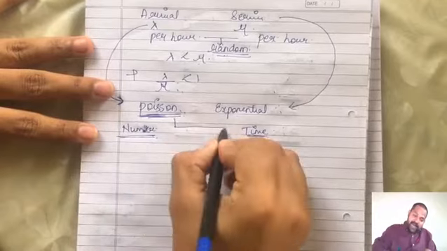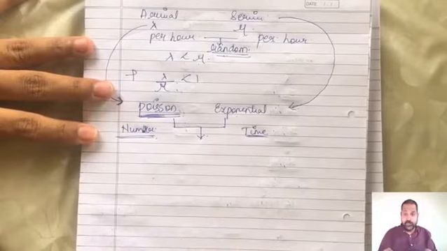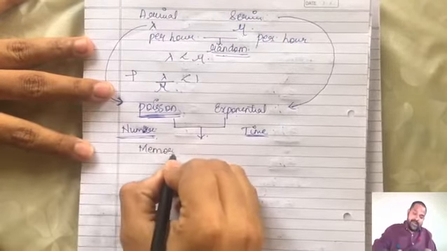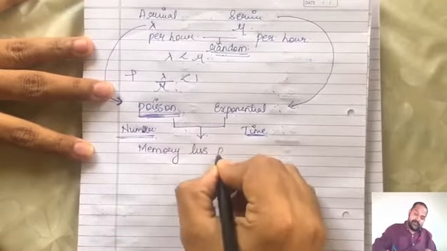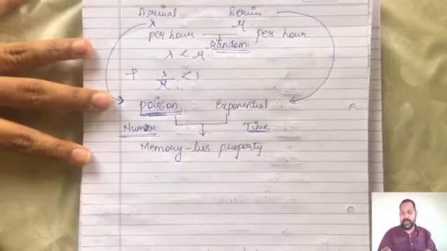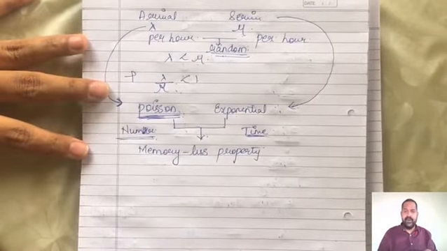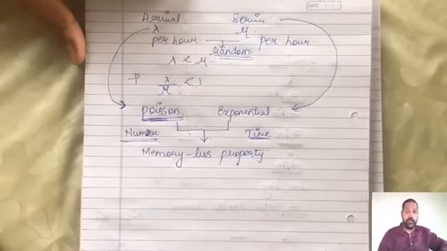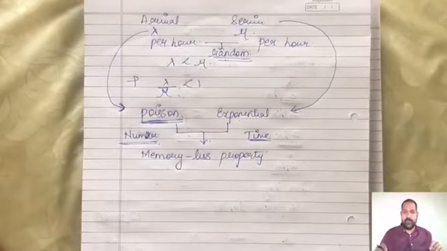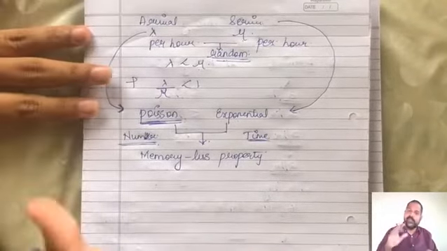Both arrival as well as service, whether Poisson or exponentially distributed, we say they follow something called the memory-less property. Now, memory-less property is a very core statistical concept, and I don't want to give you the statistical definitions of it because they're of no use to you. Let me try to tell you, if you take it literally, what does memory-less mean? Well, this is what it means.